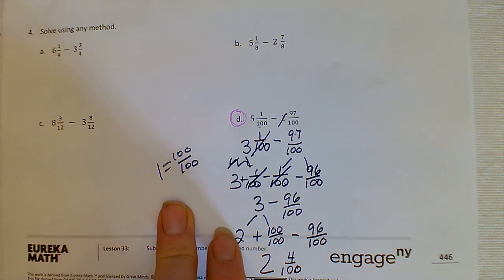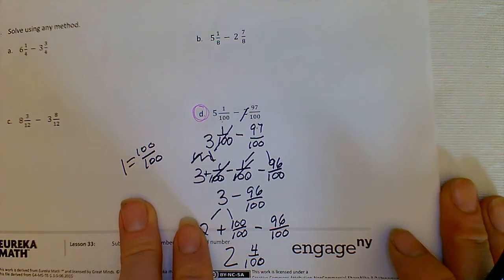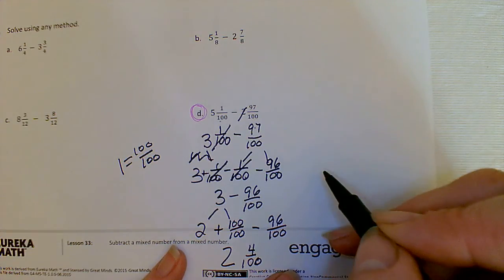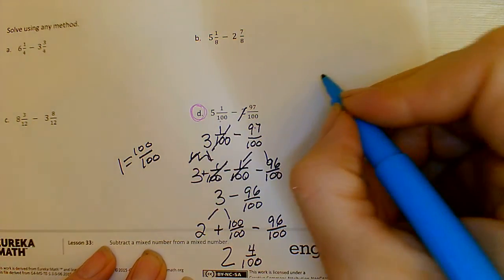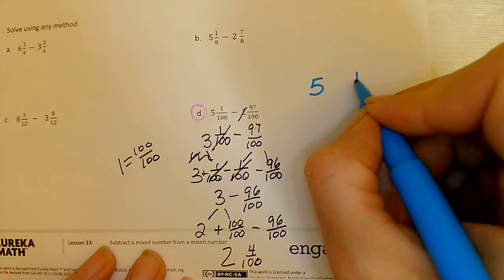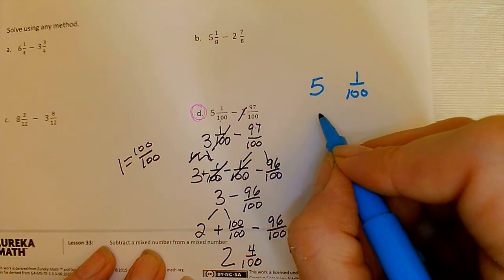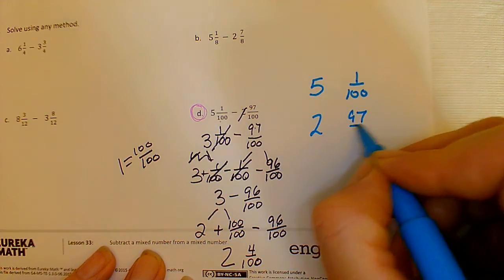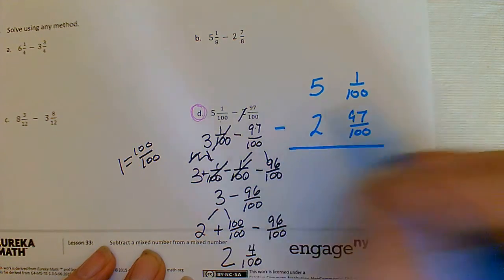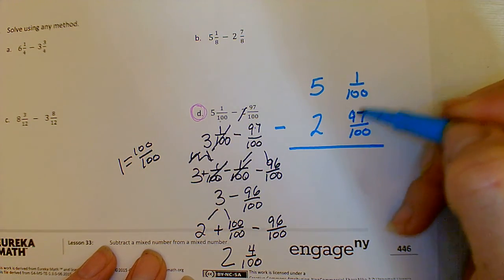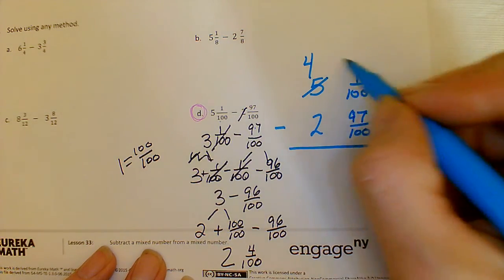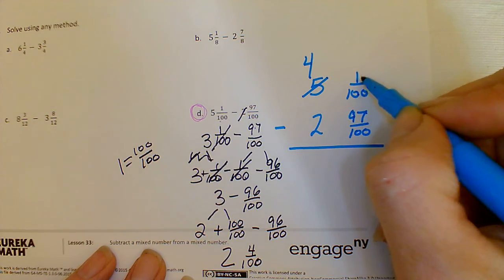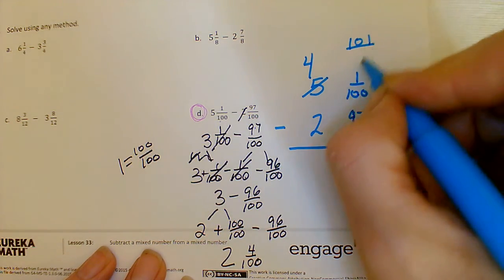Okay, now that that's sort of cleaned up, let's go ahead and do it the vertical way. A lot fewer steps when we do it the vertical way. Let me grab another color like I did last night because I think it makes it more clear. Okay, so I have 5 and 1 100th, and I'm going to subtract from that 2 and 97 100ths. So first things first, I cannot subtract 97 from 1. So I'm going to make that 5 a 4. And then I'm moving 1 over. We're going to use our shortcut, which is 100 plus 1 is 101 100ths.